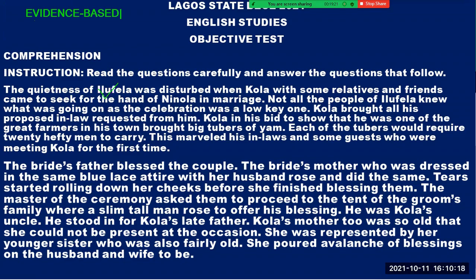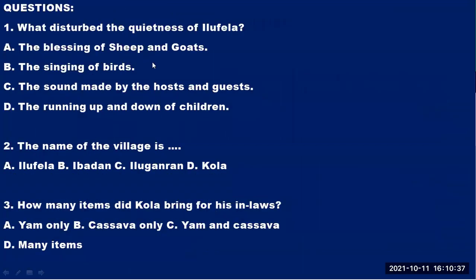So answering a comprehension question requires evidence from the passage. Don't just assume, look for the evidence in the passage. So we have seen Ilufela, that's the evidence that our answer is correct. Okay, so we now go back to the question, and now we can beat our chest that option A is the answer, Ilufela. Ibadan was not mentioned. Ilugaran was not mentioned. Kola is not the name of a village, he is the bridegroom. All right.